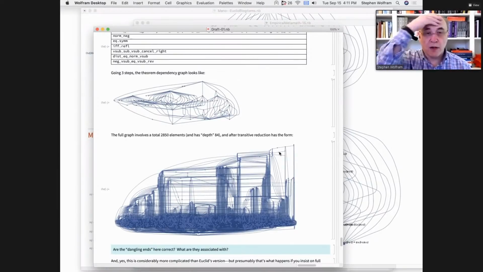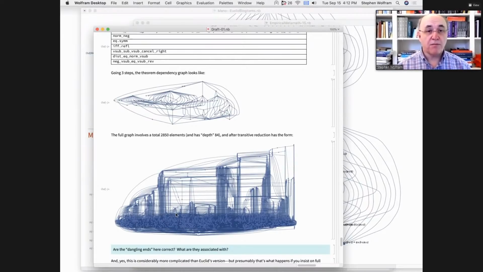Oh gosh, which way up is this thing? I think this is theorem at the top going down to the things that are needed to prove it at the bottom. So this requires more analysis, but that's the analog. This thing involves about 2,800 elements. So that's basically showing if you want to prove Pythagoras' theorem from first principles in Lean, that's the sort of graph that you get.